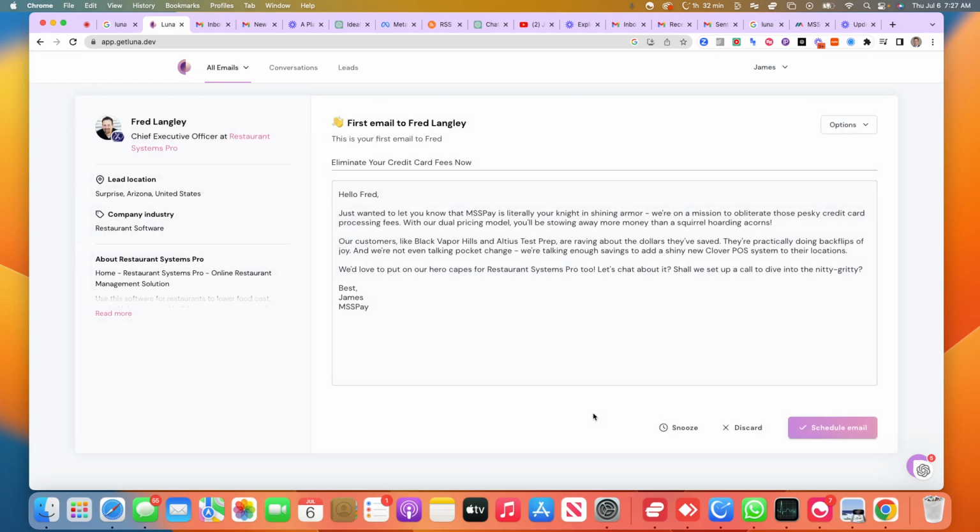Okay, let's see what it is. Just wanted to let you know that MSS Pay is literally your knight in shining armor. We're on a mission to obliterate those pesky credit card processing fees. With our dual pricing model, not bad. Ooh, you'll be stowing away more money than a squirrel hoarding acorns. What a creative little bastard. I like this thing.